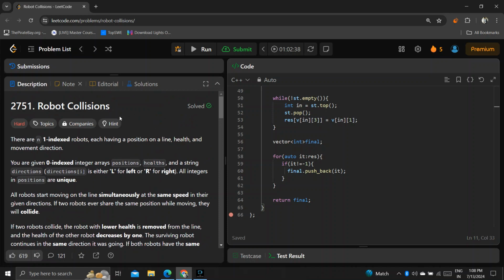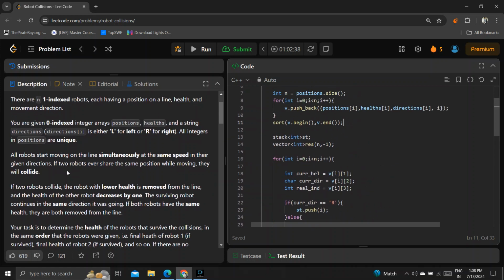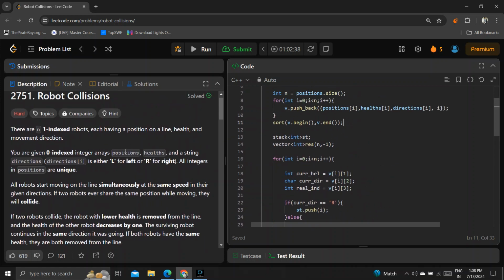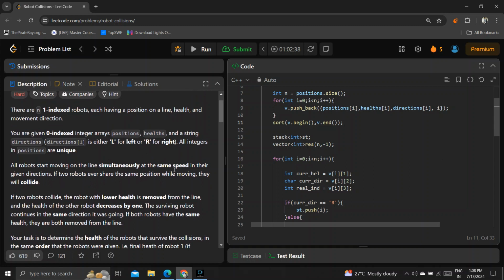So today's LeetCode daily challenge is Robot Collision, and as you can see, it is a hard problem, right? So what does the question state? Our question simply gives two vectors and one string. The two vectors basically describe robots, and each robot has a position, a health, and a direction, which can be left or right. Now these robots move simultaneously with the same speed, right?